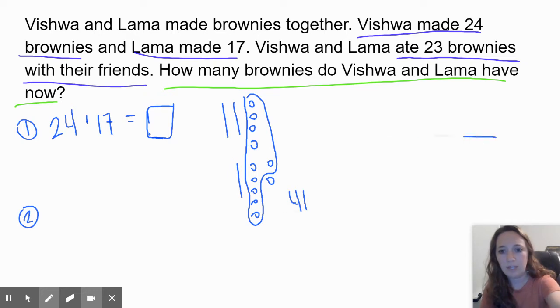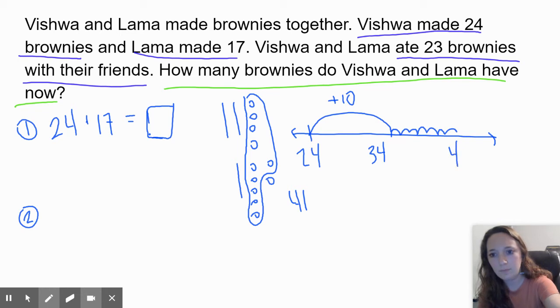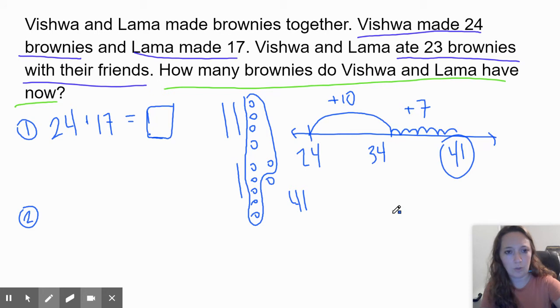Now we'll do an open number line just to make sure. I'm going to start with my biggest number, 24, and I'm going to count on 17. I'm going to do a 10, which is 34, and then I'm going to count on 7 more. 1, 2, 3, 4, 5, 6, 7. So 34, 35, 36, 37, 38, 39, 40, 41. Oops, I forgot to do this. Plus 7. 41. Does it match? It sure does. So 24 plus 17 is 41.